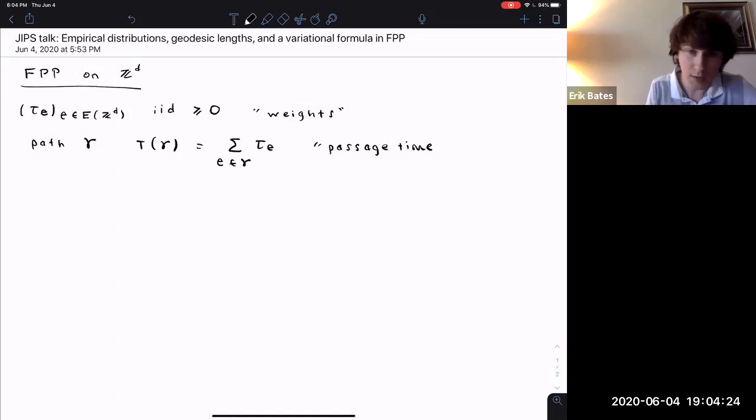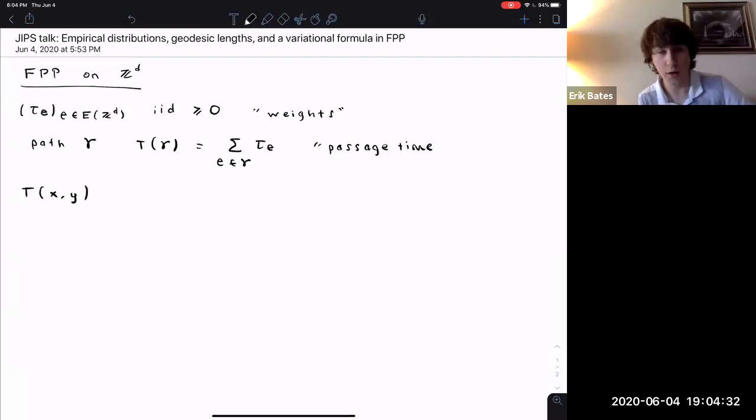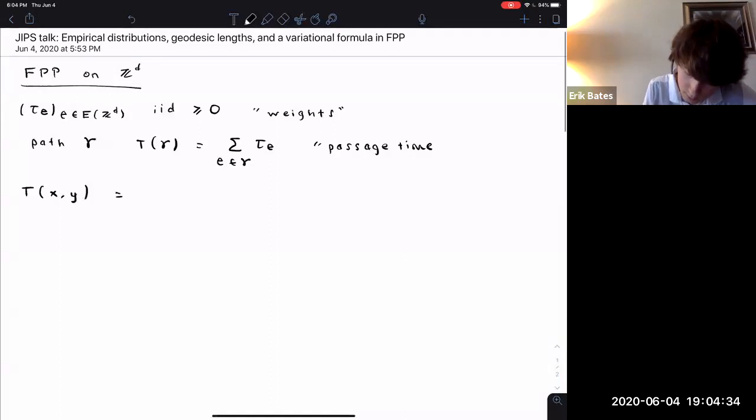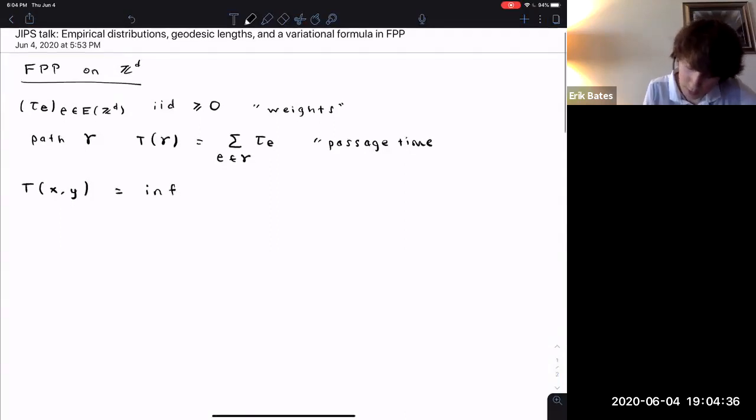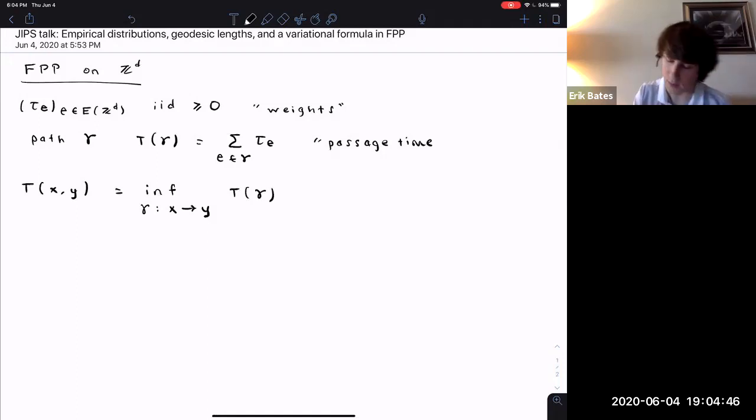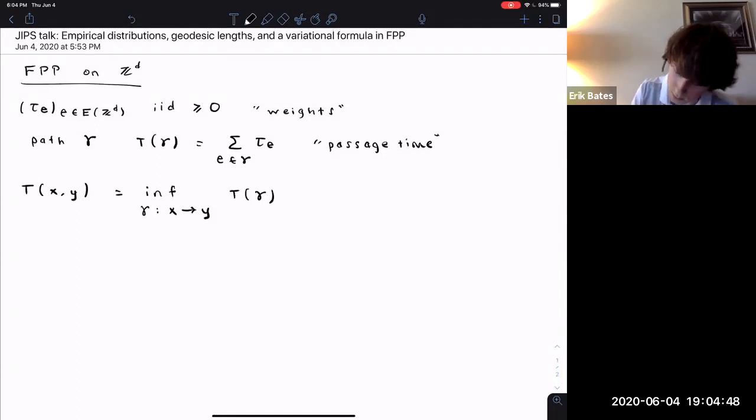And then once I have a passage time for every path, I can define a passage time between any two points. Let's say x and y are two points in Z^d. I'll define the passage time T(x,y) to be the infimum over all nearest neighbor paths gamma which go between x and y. I just take the best one, which gets me there the fastest. So if I called T(gamma) the passage time, then T(x,y) would be called the first passage time. I'm taking the shortest route with respect to these tau_e's.